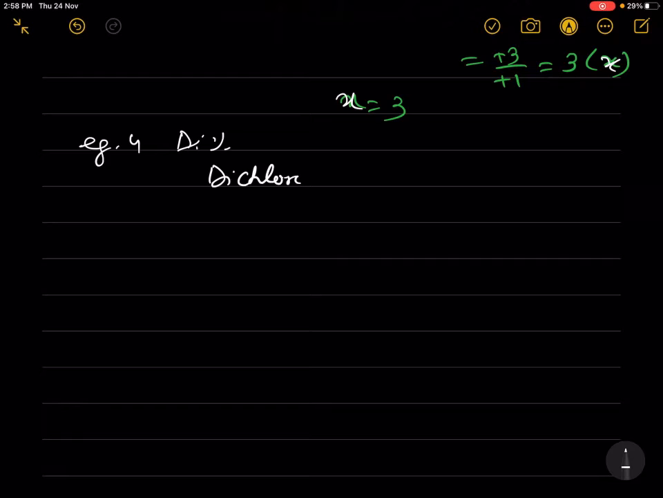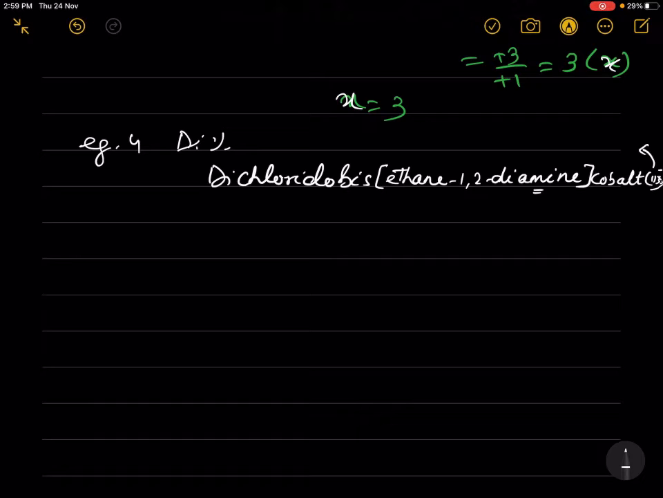Dichlorido bis, then in square bracket ethane 1,2-diamine. You see, single M is there. Dichlorido bis ethane 1,2-diamine cobalt 3. Here it is written 3.